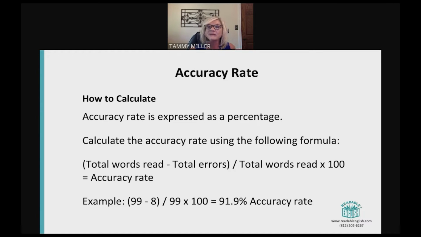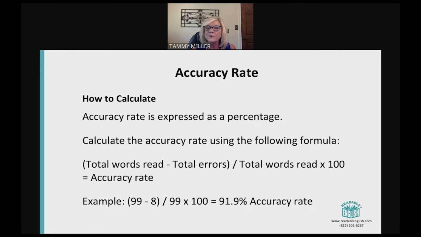Or wait, let's go back and look at how you calculate that formula. So look at the bottom there. It shows you total words read minus total errors divided by total words read times 100. So the accuracy rate is reported as a percentage, right? And that's why it's the multiplication times 100. And then you see an example at the bottom.